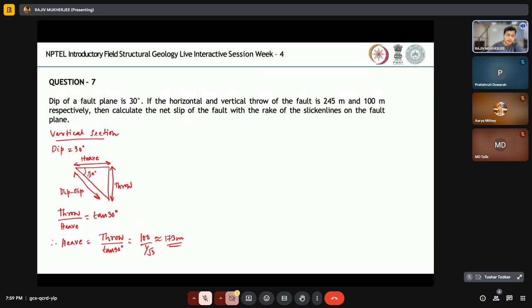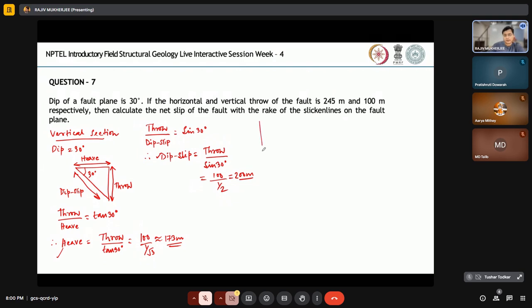Now if we talk about the relation between dip slip and throw, we get that throw by dip slip is equal to sine 30 degree, right? Therefore dip slip is again throw by sine 30 degree. So 100 by half, which is 200 meters. Okay, so we got the dip slip and the heave.